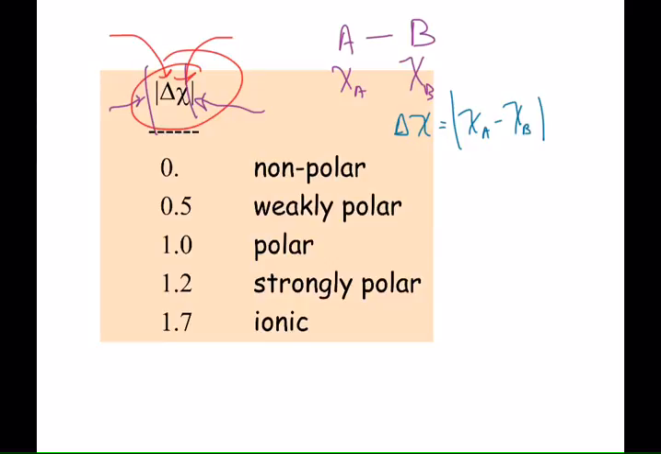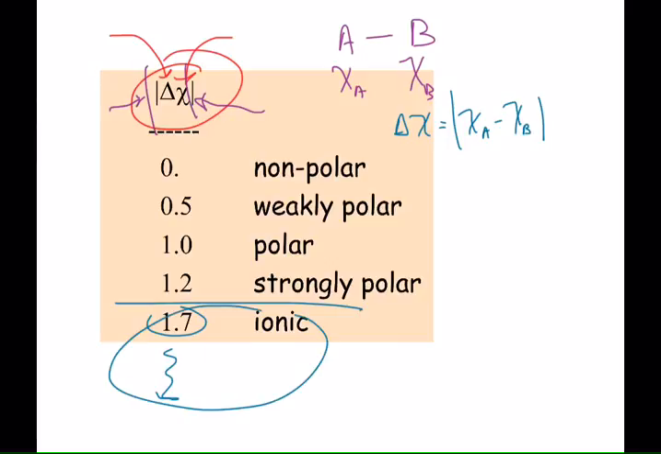Here's the deal. We said that if it gets up to 1.7 or greater, then an electron is going to be transferred and you're going to end up with an ionic chemical bond. But anything below that, electrons are going to be shared.